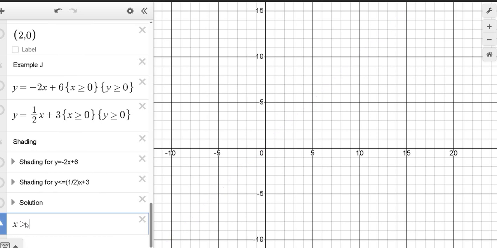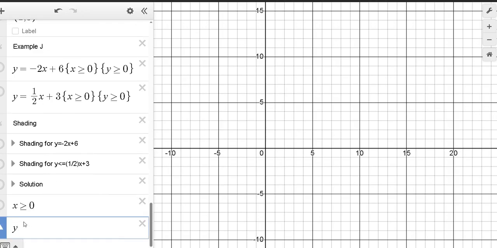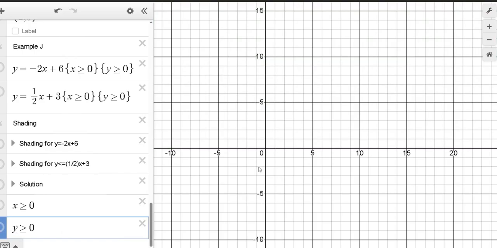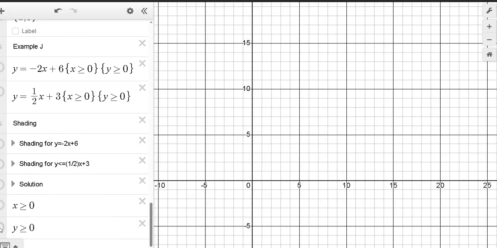Greater than or equal to 0, and y greater than or equal to 0 again. All right, so where are these things going to overlap? Any suggestions? Charles? Positive. Yeah, they're both going to have to be positive, so what quadrant is that going to be?